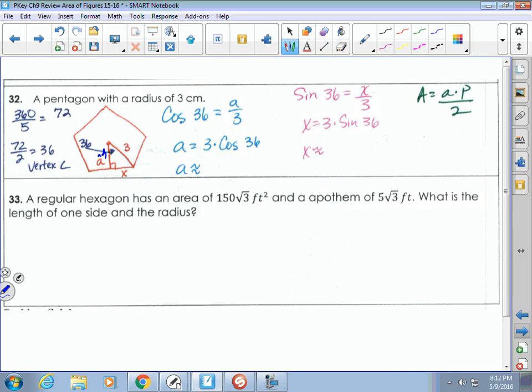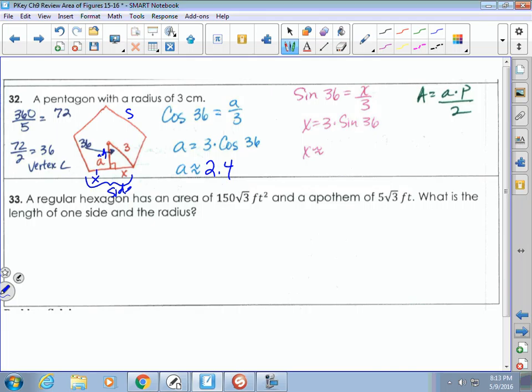Now when the variable's on top, remember we have to multiply. So this is 3 times the cosine of 36. So this ends up being approximately 2.4. And to find the x, I need that x so I can get to my side, because this would also be x, and together it represents the side. And that's what I need to get to the perimeter.